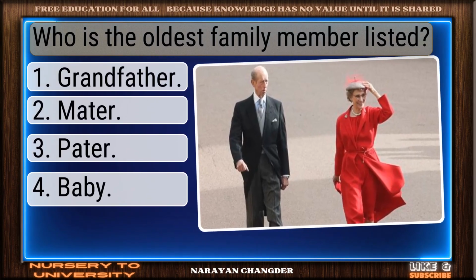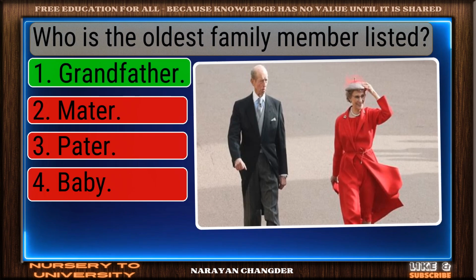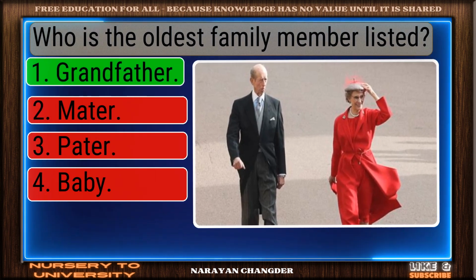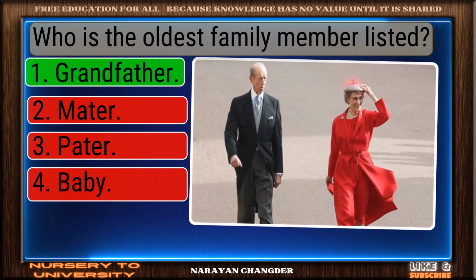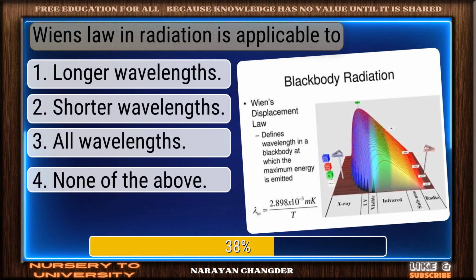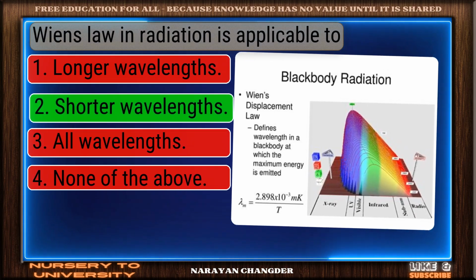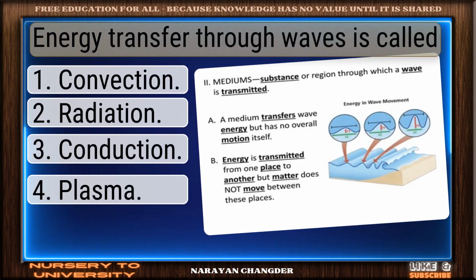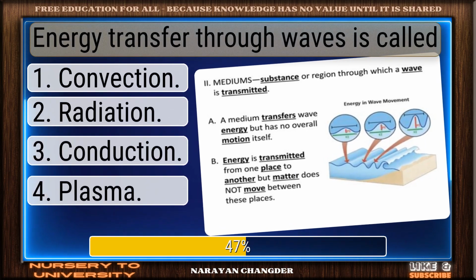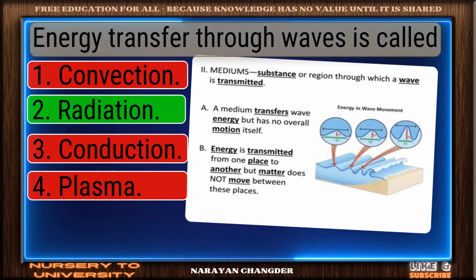Who is the oldest family member listed? You're right. Grandfather is the correct answer. Wien's law in radiation is applicable to. Solid response. Shorter wavelengths is a valid choice. Energy transfer through waves is called. Perfect. Radiation is the correct choice.